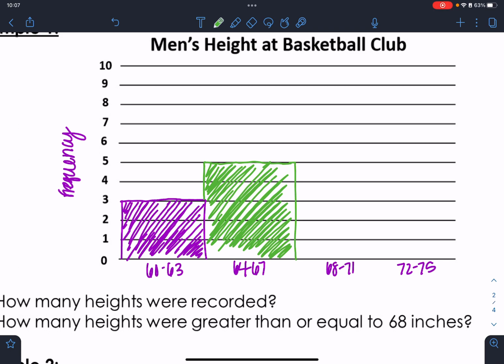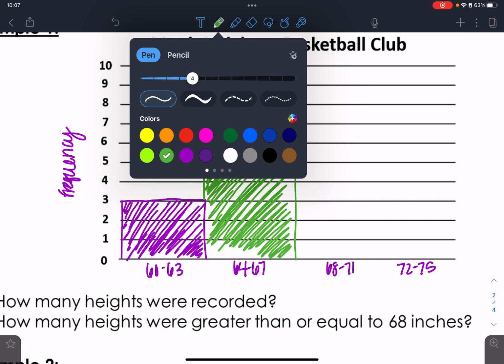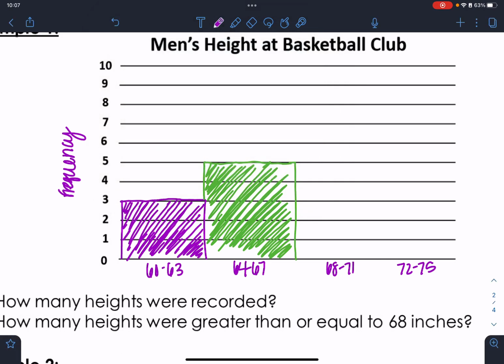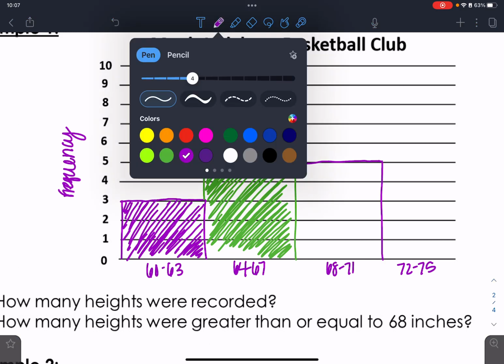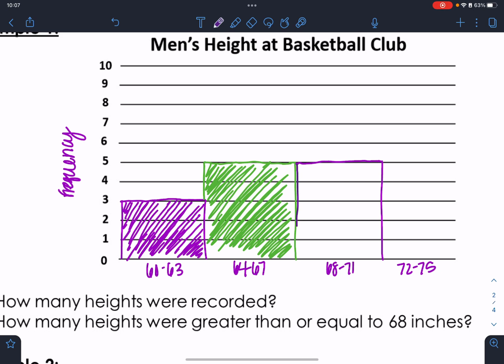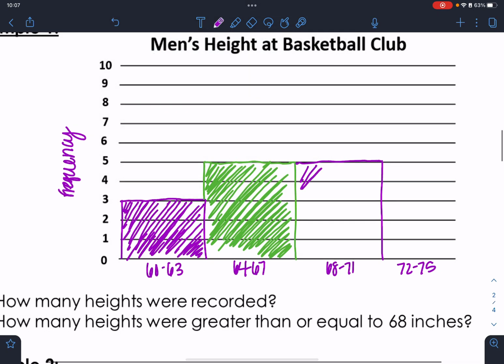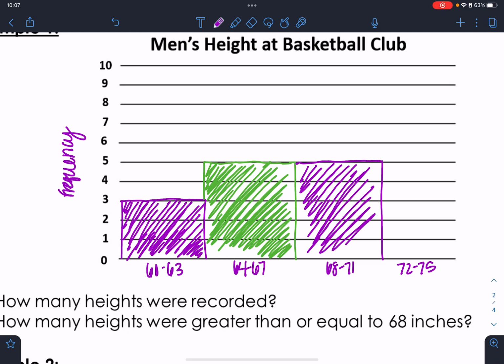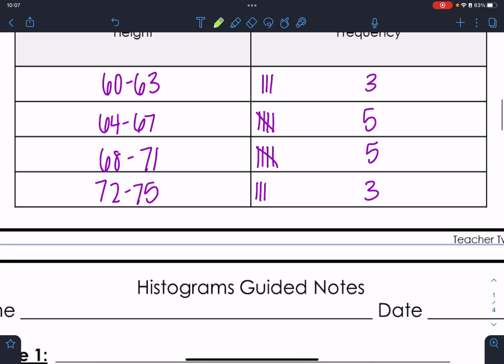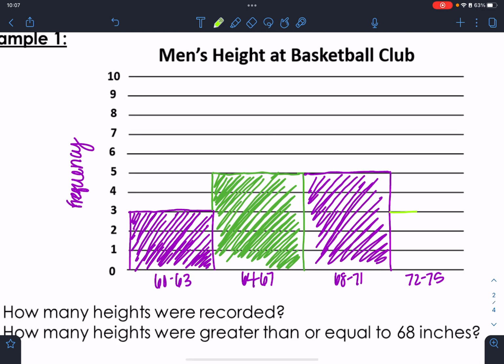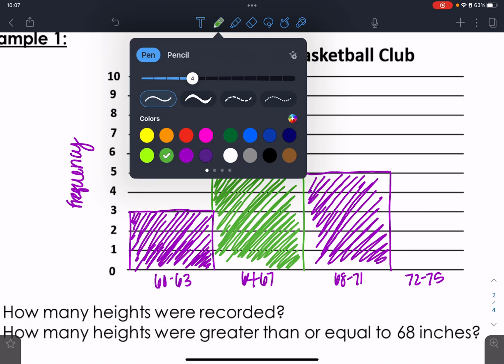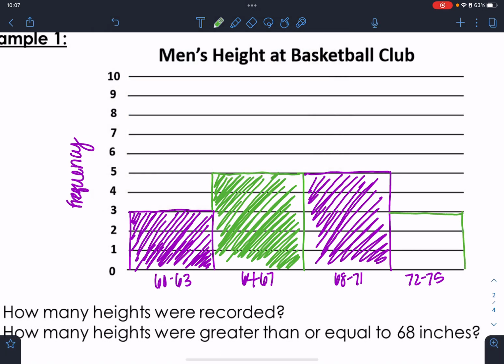Okay, and then I keep going. So I look at what is my next interval. We have 68 to 71. So that also had a frequency of 5, so I'm keeping it at the same height there, which is why different colors may be useful, because otherwise it will look like one combined bar. Okay. All right. So here's 68 to 71. And then finally, the last bar is from 72 to 75, so that frequency was 3. So we're going to shade 3 lines up, and that will complete my histogram.